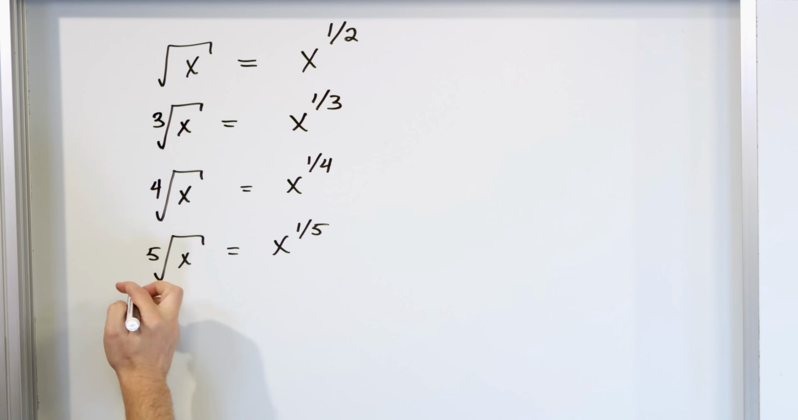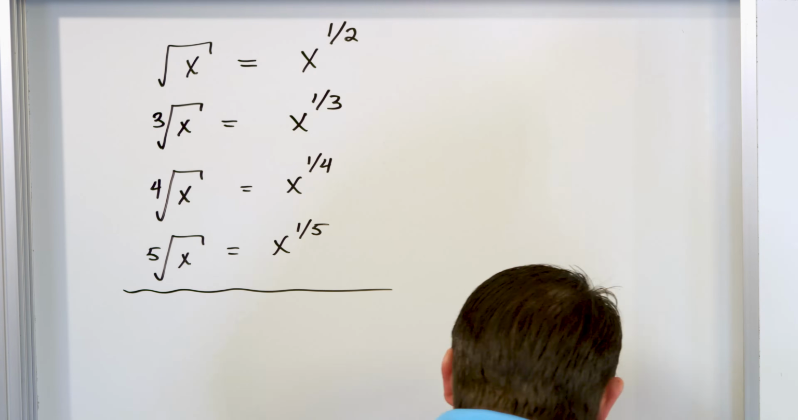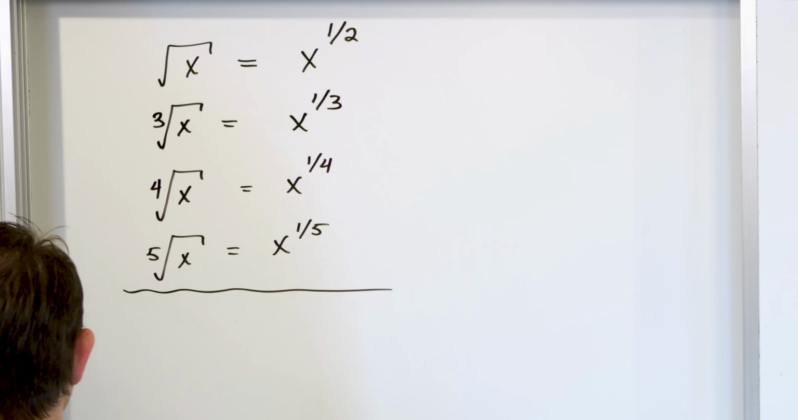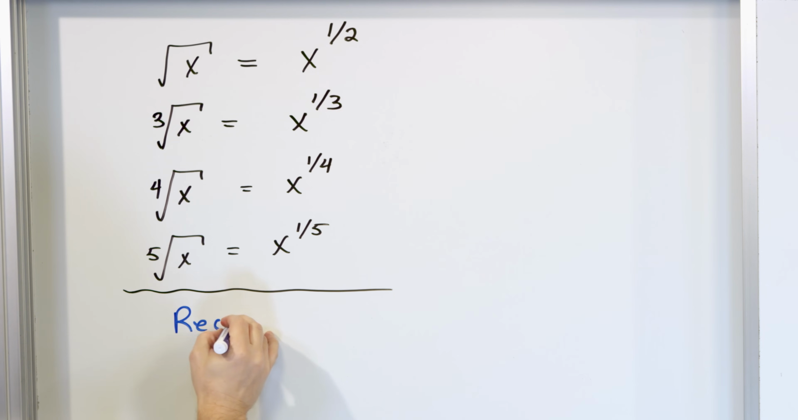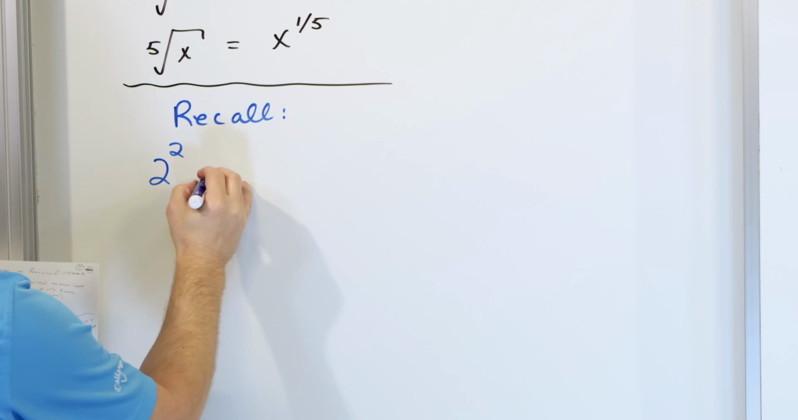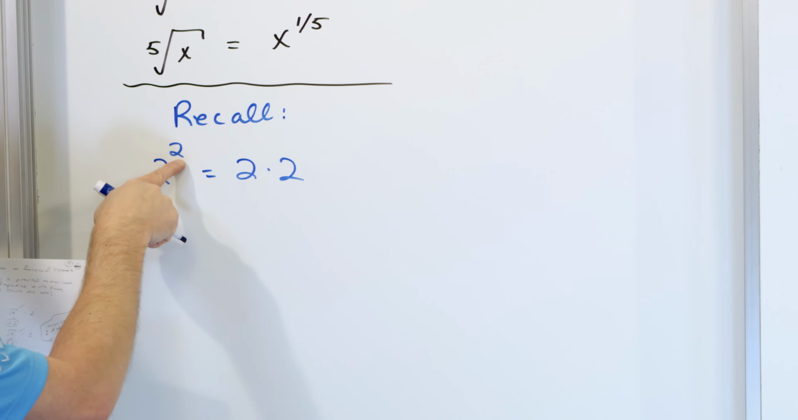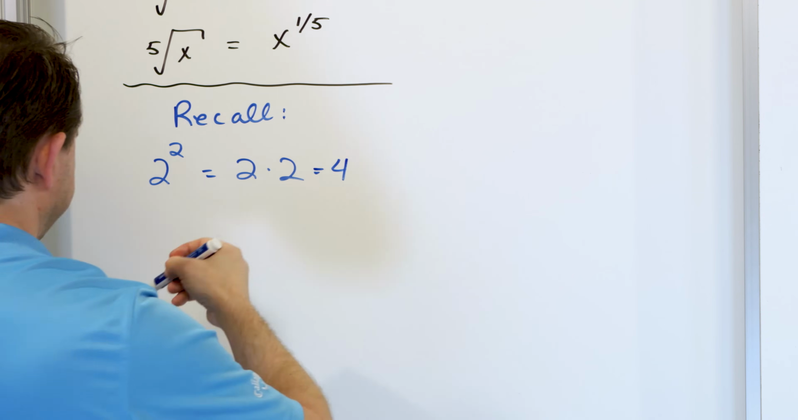All right, so underneath here, I want you to recall a few very simple things. I want you to recall that 2 squared, what does it mean to square something? It means 2 times 2, you multiply it by itself. How many times? This many times. And that's equal to 4, right?